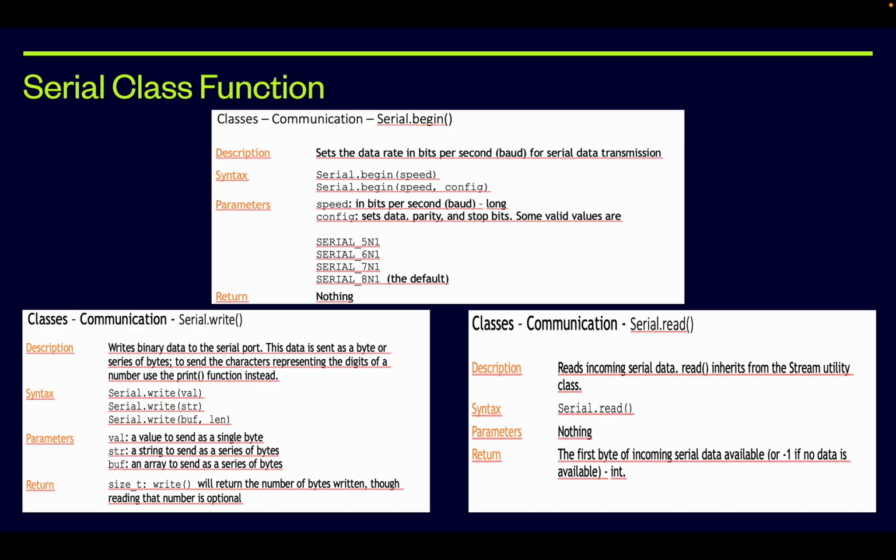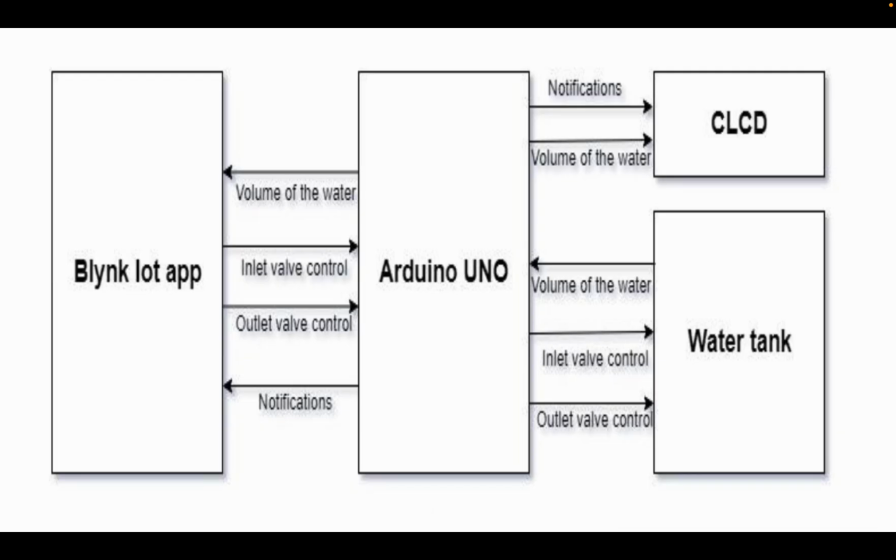These are the functions for the serial class. We are using Serial.begin to set the data rate in bits per second, and Serial.write, and then Serial.read. This is the block diagram. First of all, the information about the volume of the water is sensed by the sensor, and then it is sent to the Arduino, then it is displayed on the serial CLCD, and at the same time it is displayed on the Blynk IoT app.